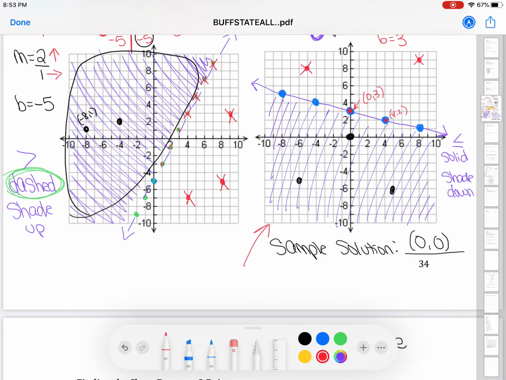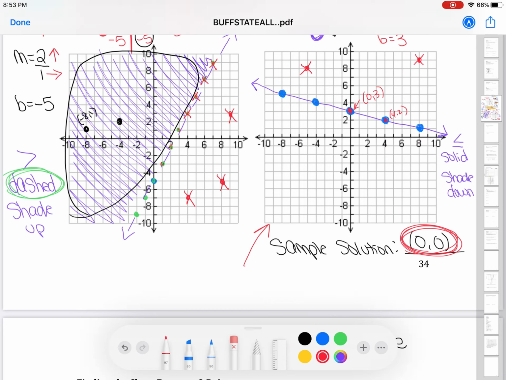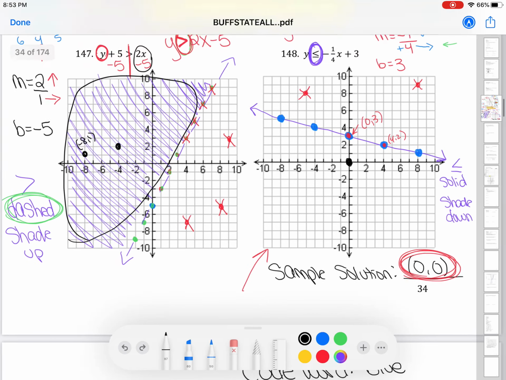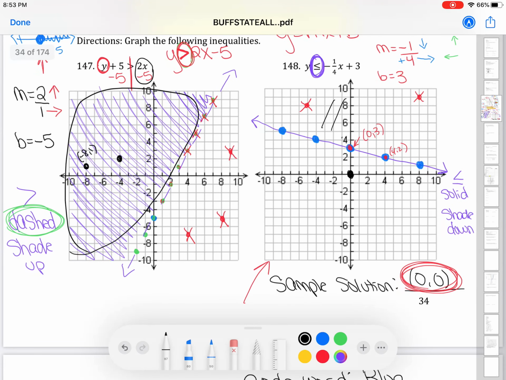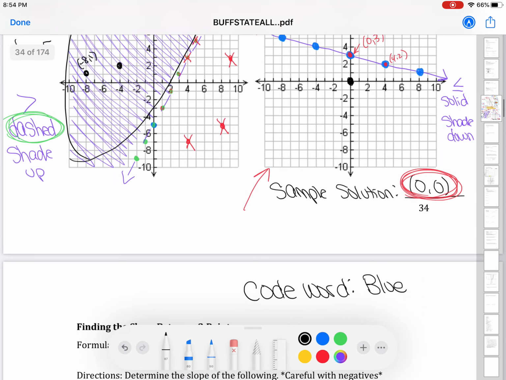If you test out a solution, like you and I, oh my goodness, all of us know right now that 0, 0 is a solution because we already did this problem. But let's pretend we know nothing about this right now, which way we're shading. A nice point that you can always test is 0, 0. If 0, 0 works in your inequality, that means it needs to be included in the shading. If 0, 0 doesn't work in your inequality, that means you would be shading away from that point because it shouldn't be included in the solution.